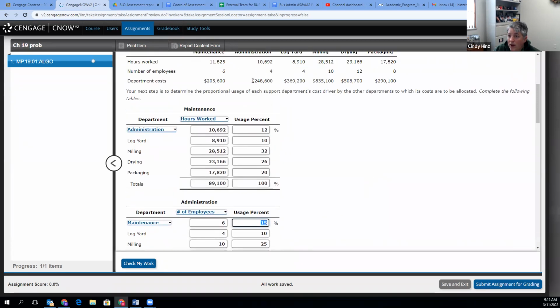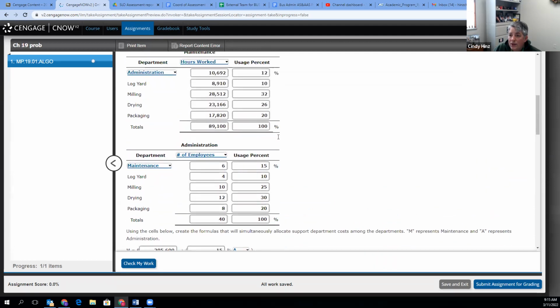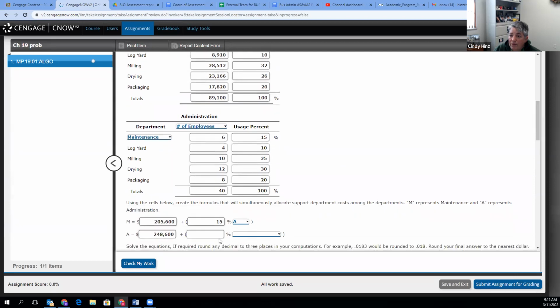And then the direct costs for administration are $248,600. But we're going to allocate from the maintenance department some of that cost to administration, and that's 12% of the maintenance costs that are going to go to administration. All right. So everybody has those two formulas.